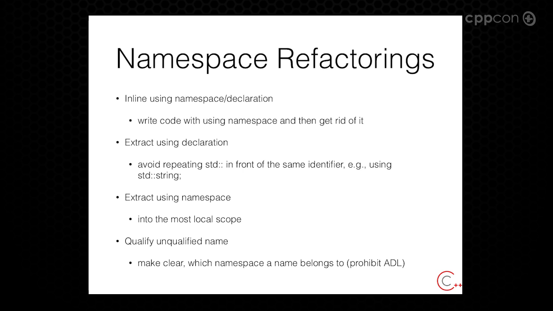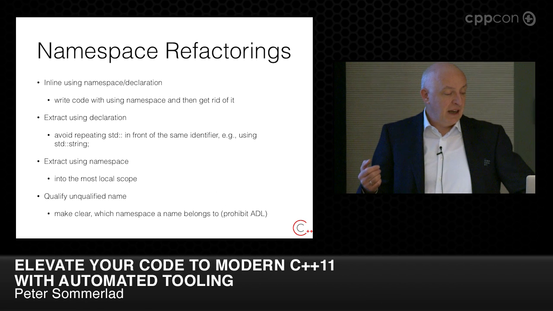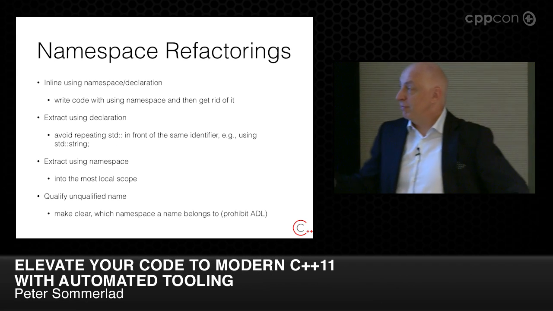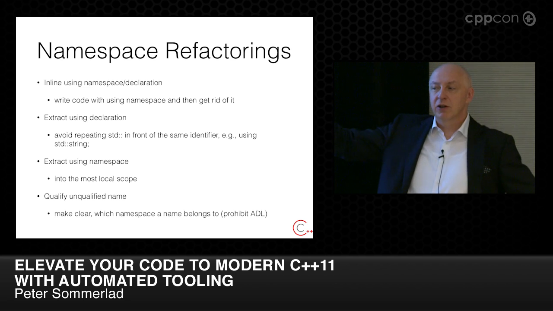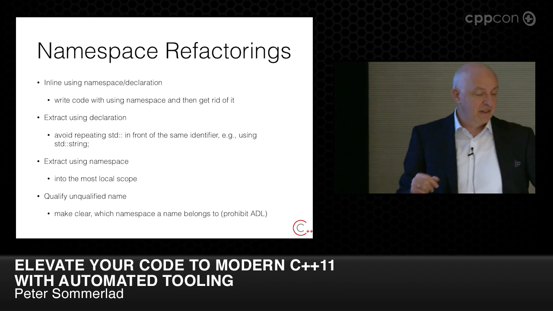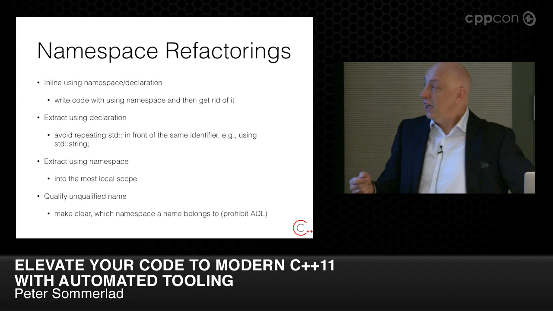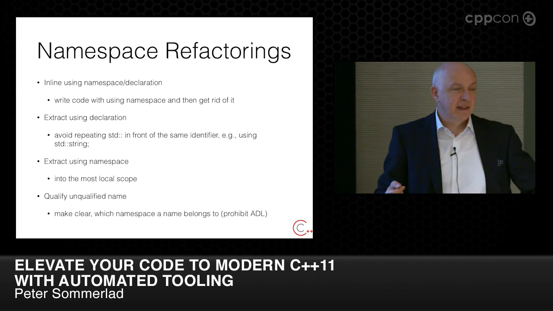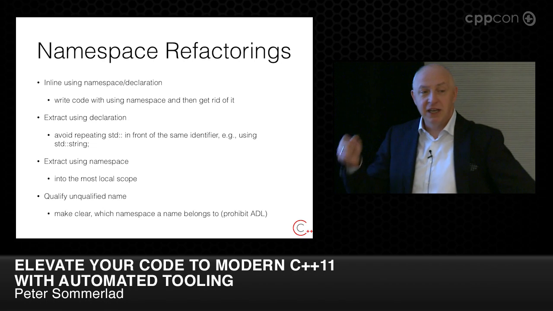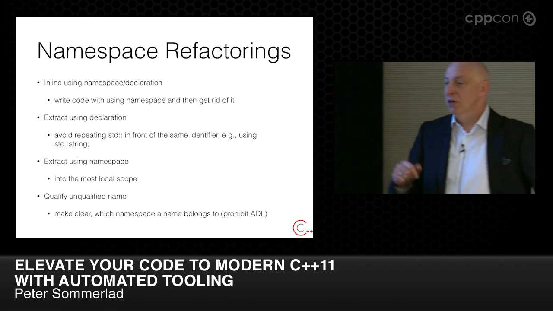So what do we get from our tooling? We can inline the using namespace or a using declaration. We can extract the using declaration as we've seen. And we can even extract the using namespace, but we wouldn't put that in the global scope, but in the most local scope that surrounds the place where we selected that. And even if we keep using namespace std, we can qualify an unqualified name individually, to show what Chandler asked for in front of swap, to show, okay, it's actually std::swap.